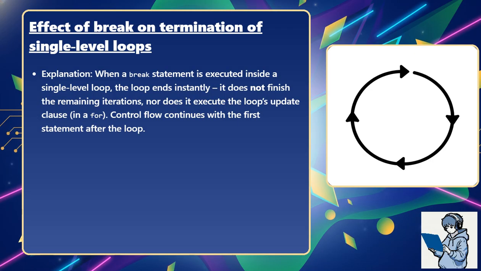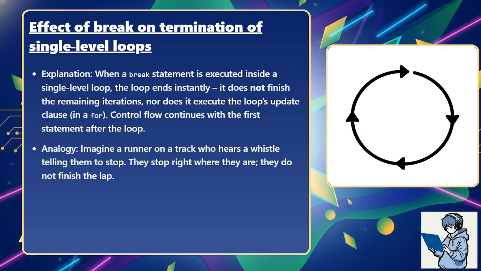When a break statement is executed inside a single level loop, the loop ends instantly. It does not finish the remaining iterations, nor does it execute the loop's update clause in a for. Control flow continues with the first statement after the loop. Imagine a runner on a track who hears a whistle telling them to stop. They stop right where they are, they do not finish the lap.